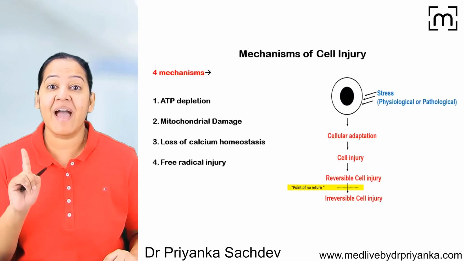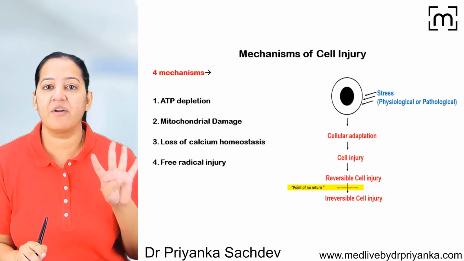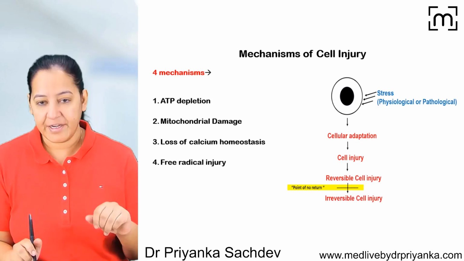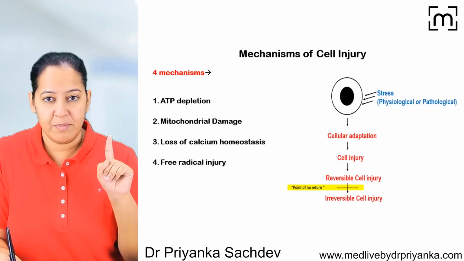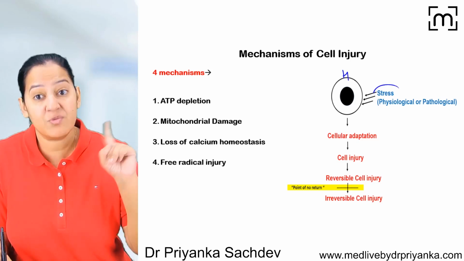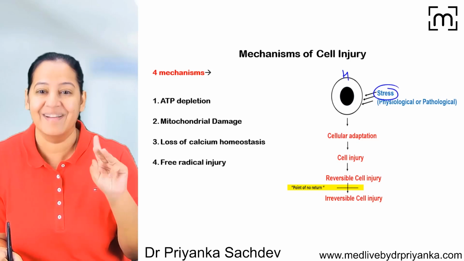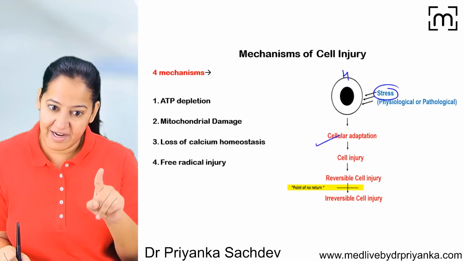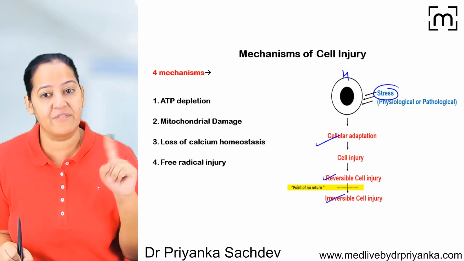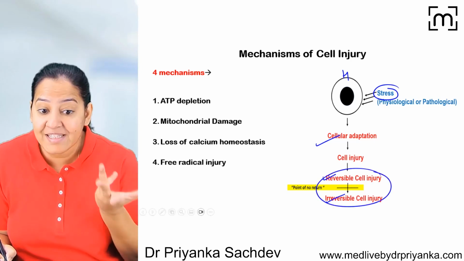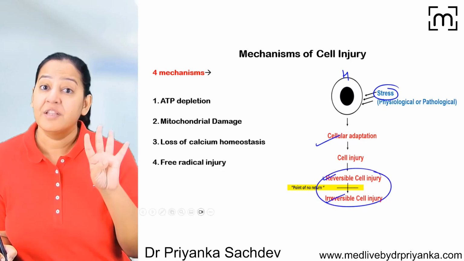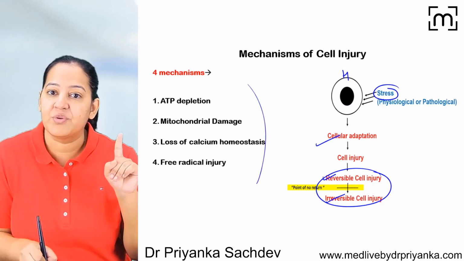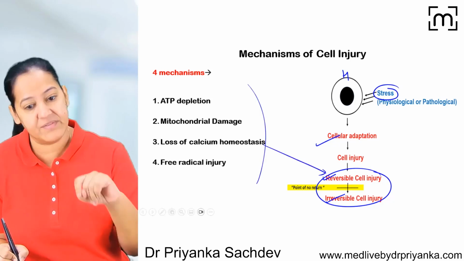Coming to the mechanisms of cell injury, basically there are 4 mechanisms of cell injury. I told you, whenever all the cells in the human body are in homeostasis and stress is acting, 3 things happen one by one. The first thing is cell adaptation. We have already covered that. Now the reversible and irreversible cell injury. So what are the mechanisms of reversible and irreversible cell injury? There are 4 mechanisms of these injuries.